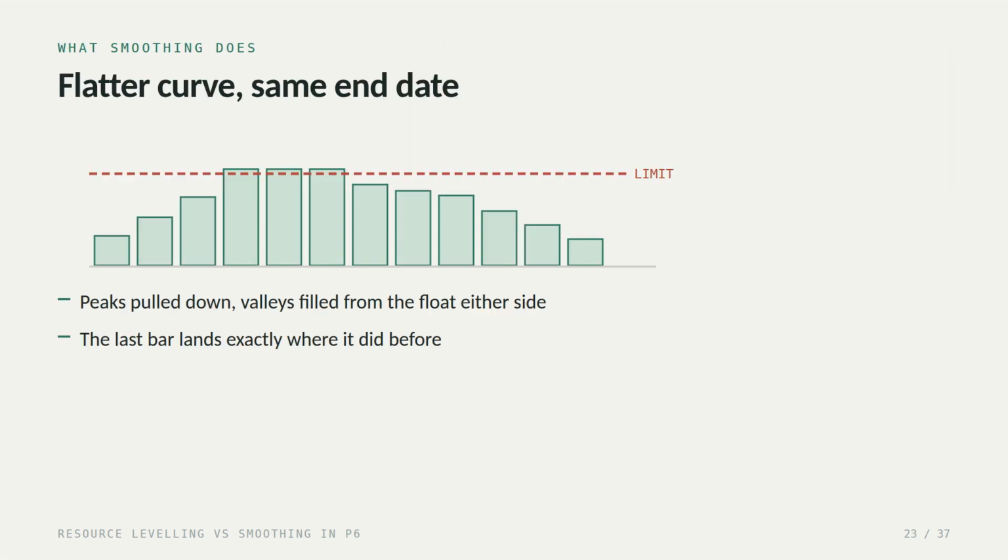Here's the outcome. The curve is noticeably flatter. Peaks have come down. Valleys have filled in from the float either side, and the last bar lands exactly where it did before. The end date hasn't moved a single day. If your handover is contractual, this is the tool you reach for.